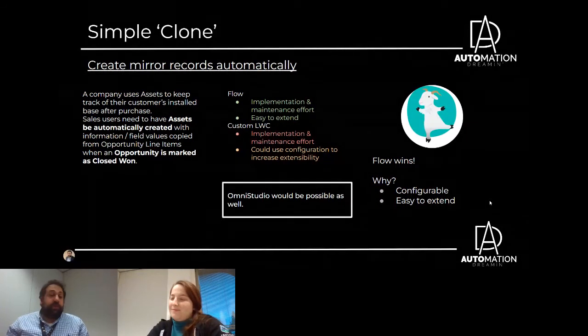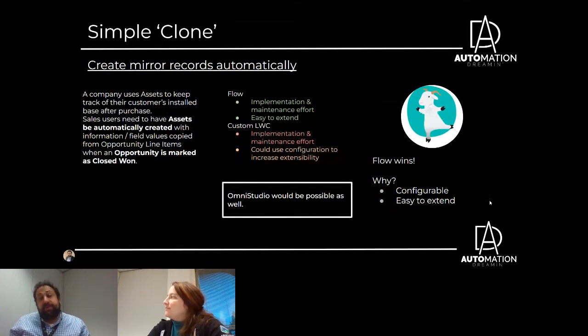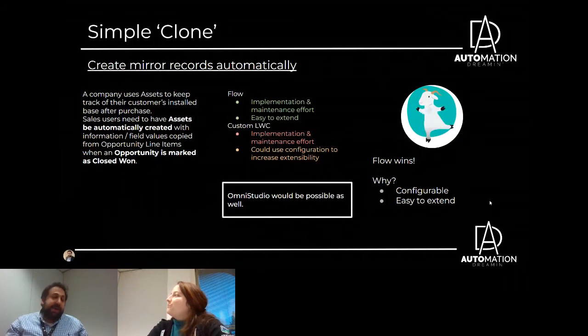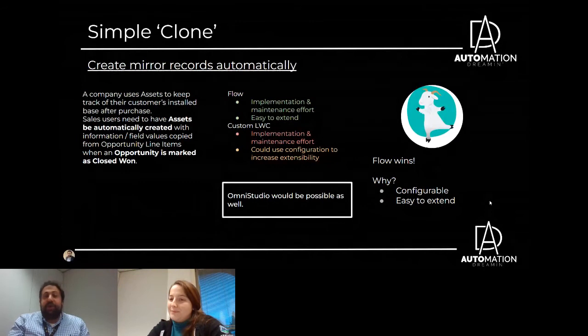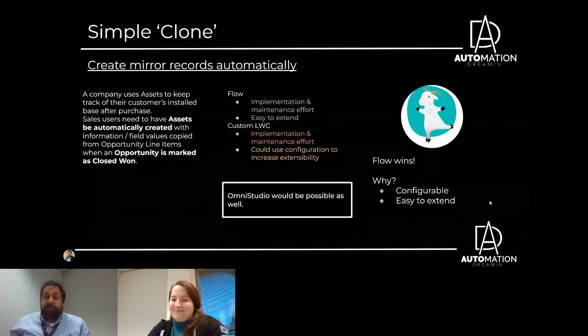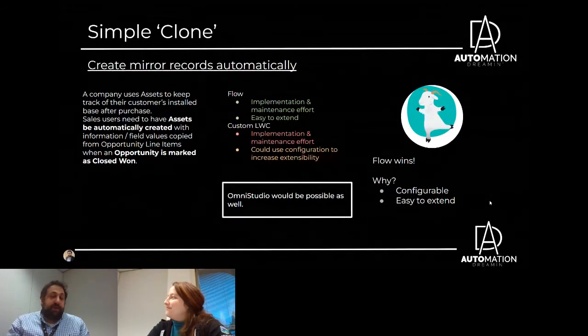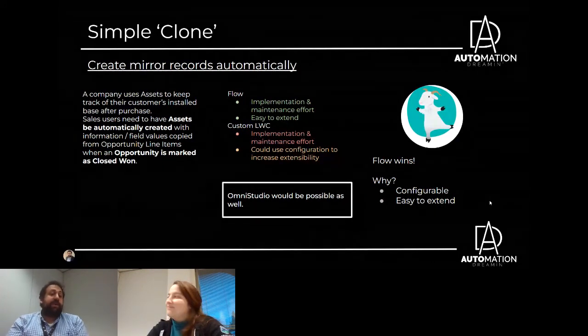Omni Studio, of course, remains a possibility, but as we said before, you have those extra licenses. And for example, in this case, the customer doesn't want to pay for extra licenses. So we will go for Flow. The configurability and the ease of extension are two big considerations that would make me tend to go for Flow instead of Lightning Web Components.